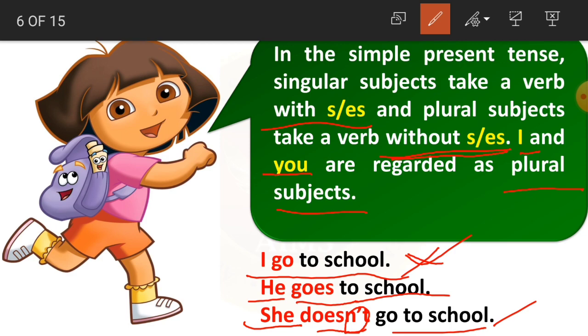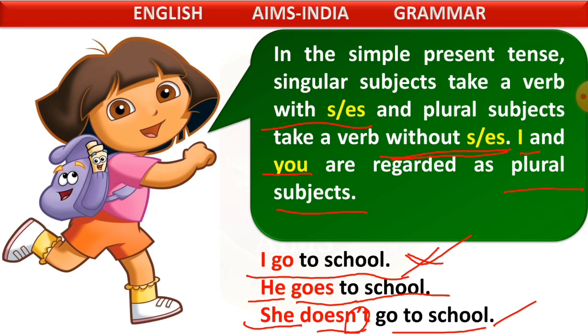So singular subject, when the sentence is in present tense, if the subject is singular, then the verb must have s or es, and if the subject is plural, then the verb must not have s or es. And another important thing, I and you are regarded as plural subjects. Understood, children? Clear with this?